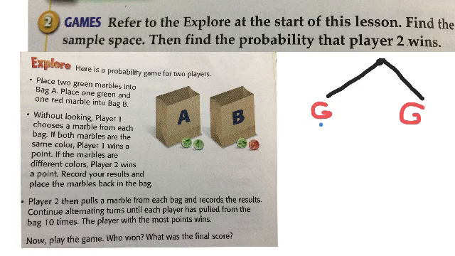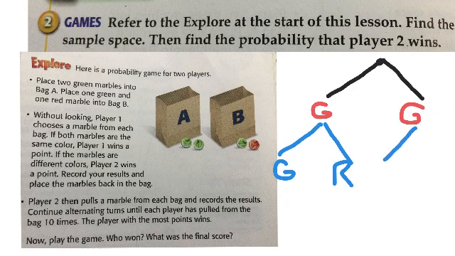Now, in bag B, that's my second choice. Now I have to choose again. I could pull a green marble or a red marble. And then over here, I could pull a green marble or a red marble.